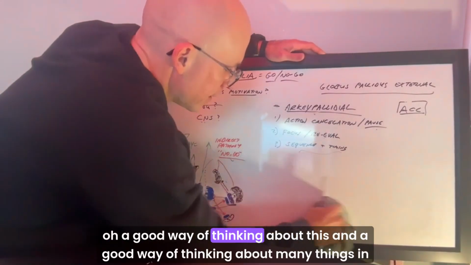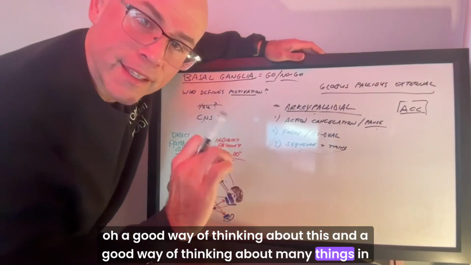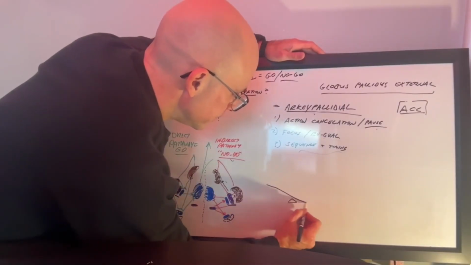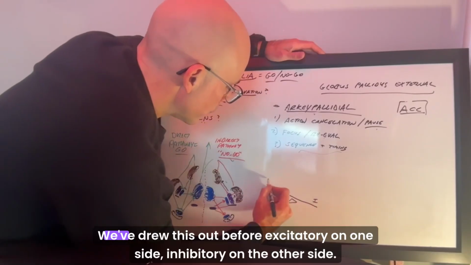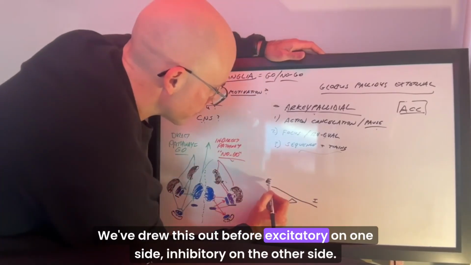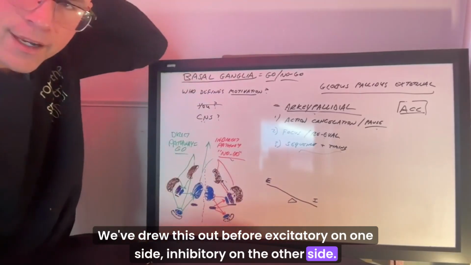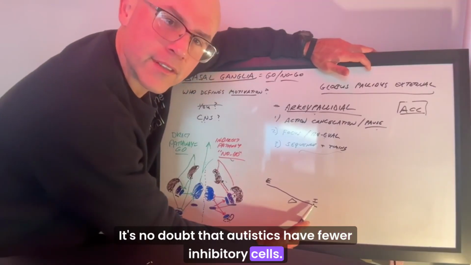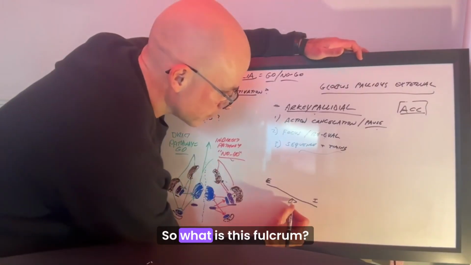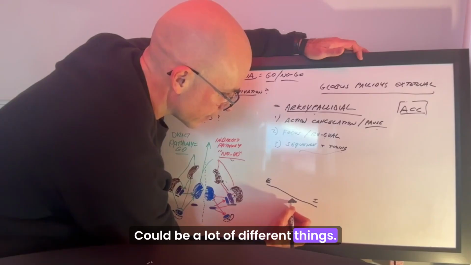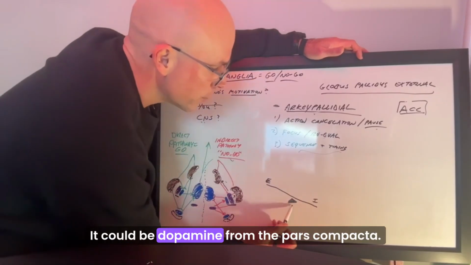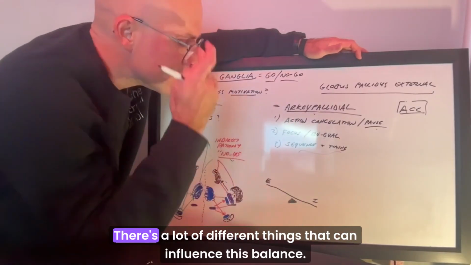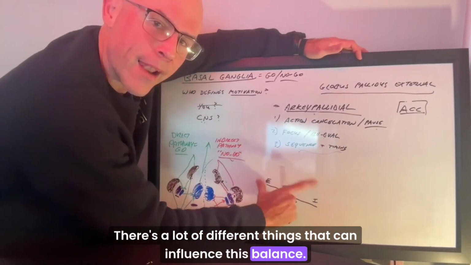A good way of thinking about this, and a good way of thinking about many things in neuroscience, is the seesaw. We've drawn this out before. Excitatory on one side, inhibitory on the other side. It's no doubt that autistics have fewer inhibitory cells. So what is this fulcrum? Could be a lot of different things. It could be a prefrontal cortex. It could be dopamine from the pars compacta. It could be these cells right here, speaking back up. There's a lot of different things that can influence this balance.